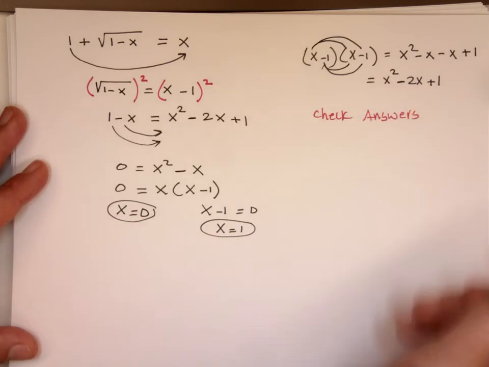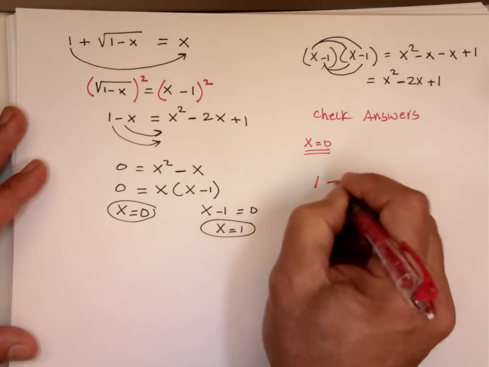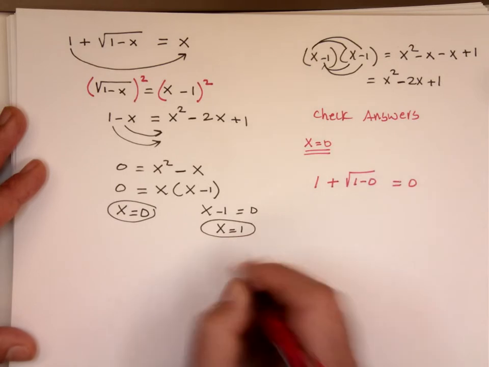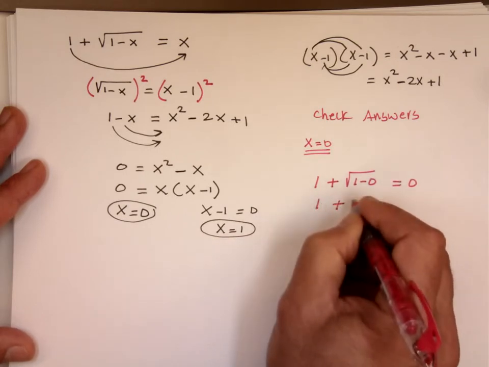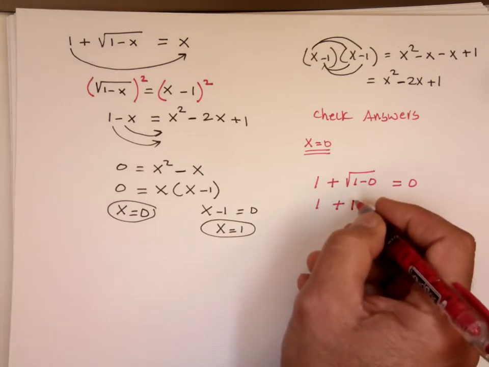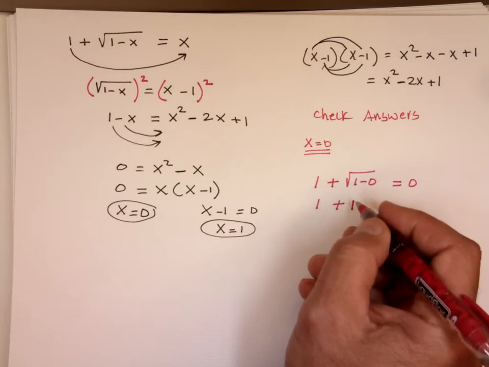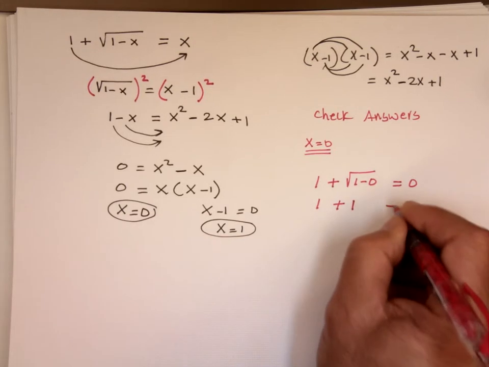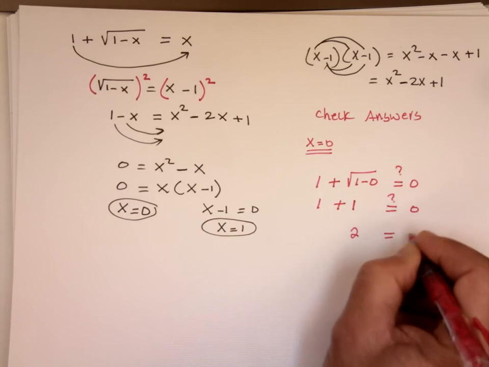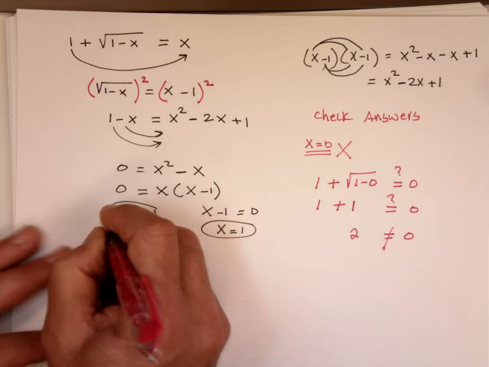Let's check the 0. Is 1 plus the square root of 1 minus 0 equal to 0? 1 plus 1. Is 1 plus 1 equal to 0? Is 2 equal to 0? No. So 0 does not work. So this is out of the picture. Doesn't work.